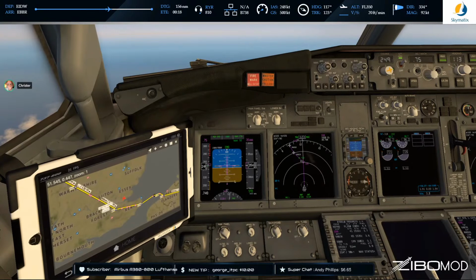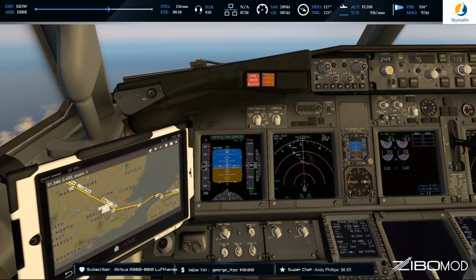I'm going to refill my coffee. Clear to land runway 27. Lucky man. 60.